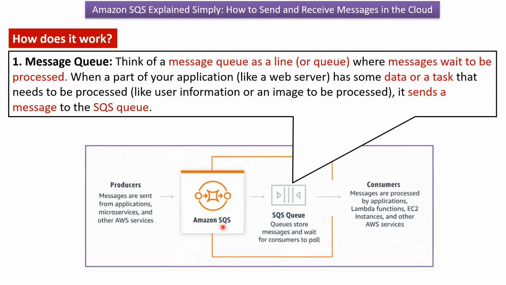Now we will see how Amazon SQS works. Here you can see the SQS queue or message queue. We can think of a message queue as a line or queue where messages wait to be processed. When part of your application has some data or task that needs to be processed, the application sends a message to the SQS queue. For example, the task can be user information or an image to be processed. Here you can see the SQS queue, which stores messages and waits for consumers to poll.